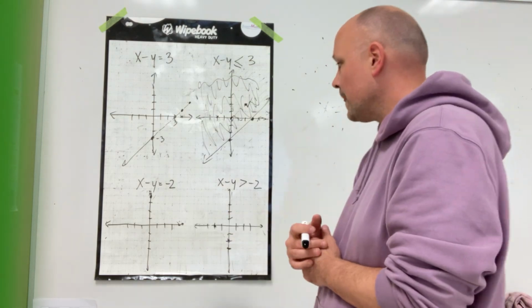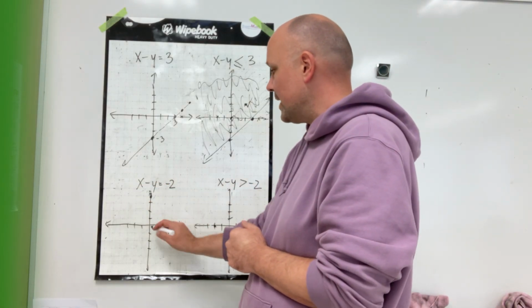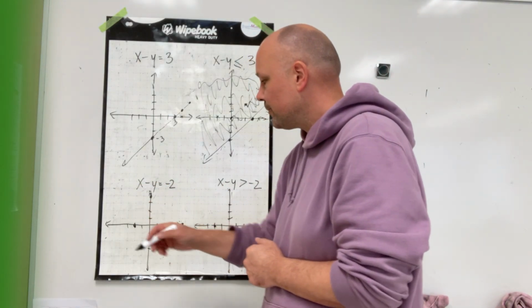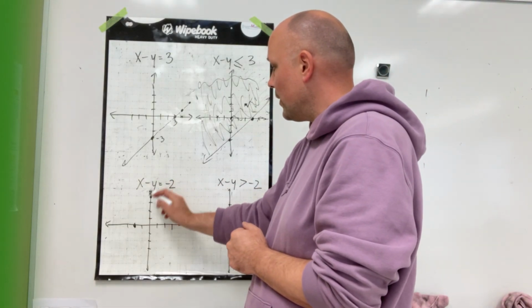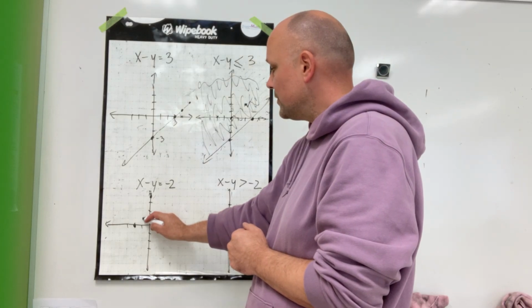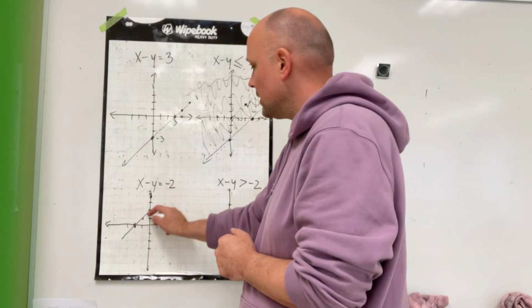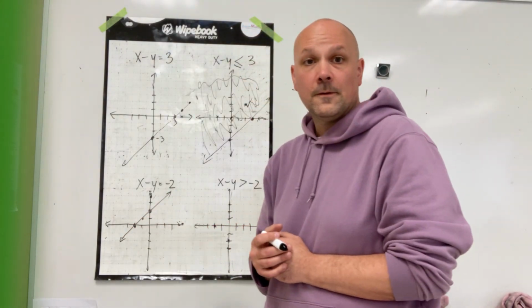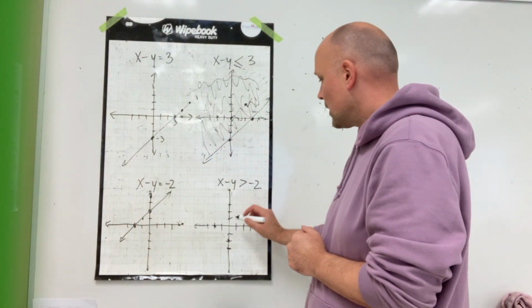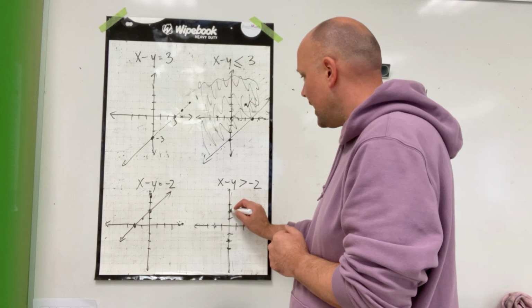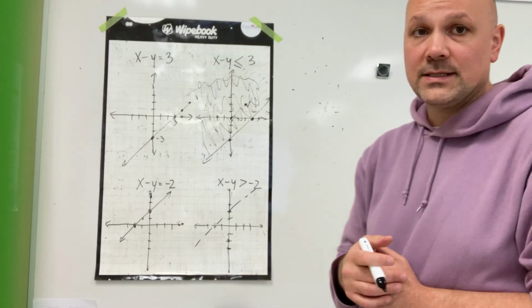All right, what about the second one? x minus y is negative 2. Well, I know negative 2 take away 0 is negative 2, so I'm going to put a point right there, okay? Negative 1 take away 1 is negative 2. 0 take away 2 is negative 2. So there's a line that I can pull. Okay? If I want x minus y to be greater than negative 2, I'll do a dotted line at the boundary. So that's a dotted line at x minus y is negative 2.